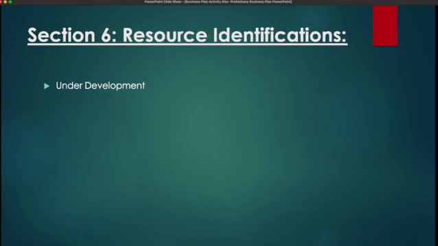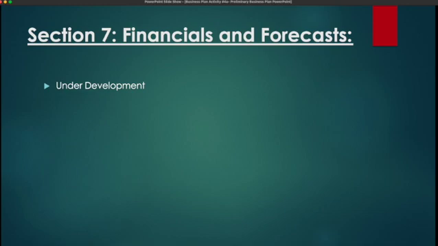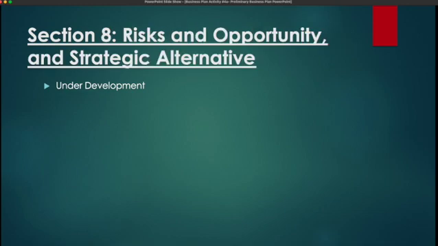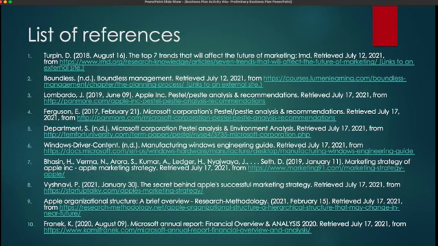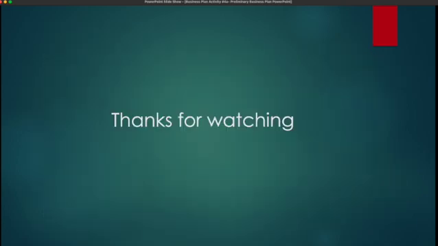So right now these sections are under development. Hopefully during the next presentation I will provide more information and explanation individually for each section, and these are the list of my references. And at the end, I would like to thank you for spending your precious time to watch my presentation. I hope you liked it.